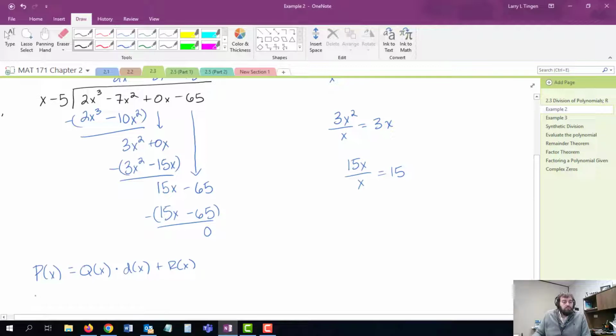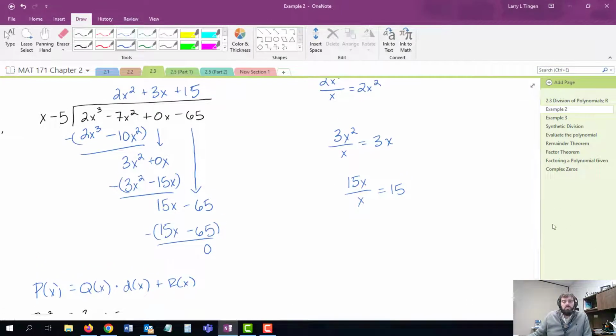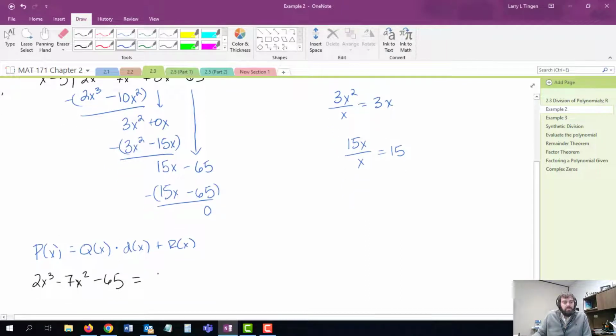The original p of x is 2x cubed minus 7x squared plus, I'm not going to write the plus 0x here. That's more a thing for making sure long division lines up. Minus 65 is equal to the quotient, 2x squared plus 3x.